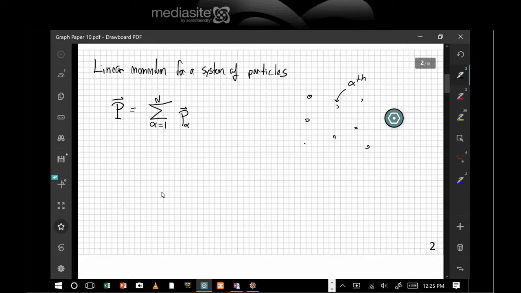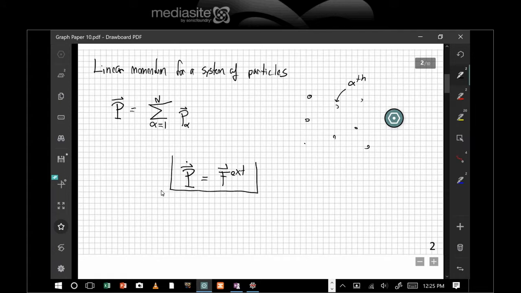Now, what are we going to show? Well, we want to show under what condition the net momentum of a system is conserved, or when it changes. What we're going to show is that the rate of change of the net momentum of a system is non-zero if there's a net external force acting on all the particles. That's what we're going to show in class.